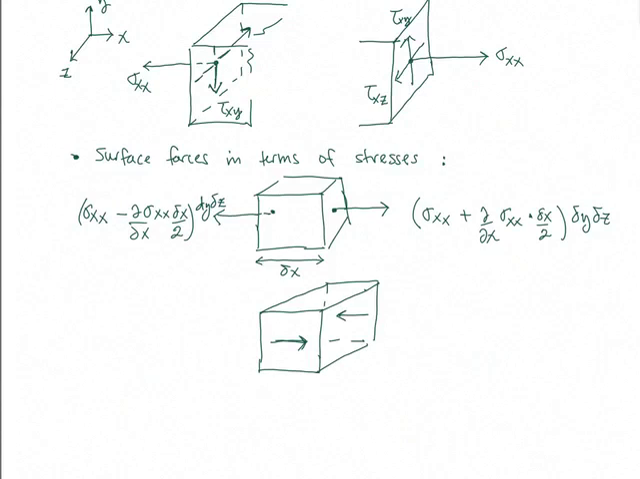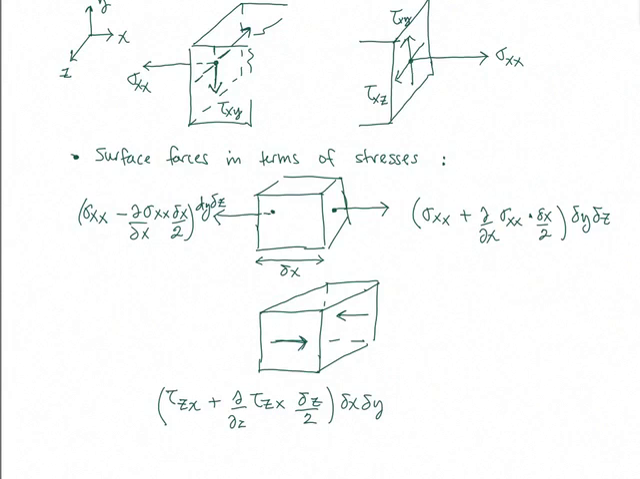So the stress in the front face is going to be tau zx, because the outward normal on this face is in the z direction. The first index indicates the normal direction, plus d dz of tau zx multiplied by dz half and multiplied by the element of area, which in this case is delta x, delta y.